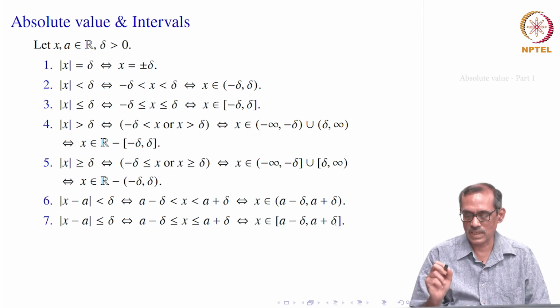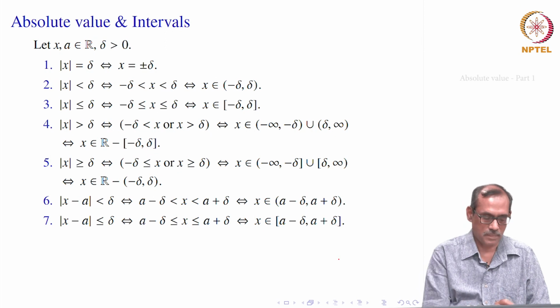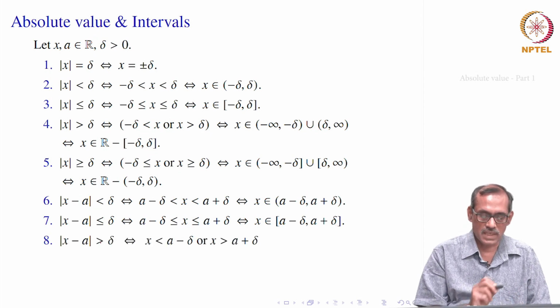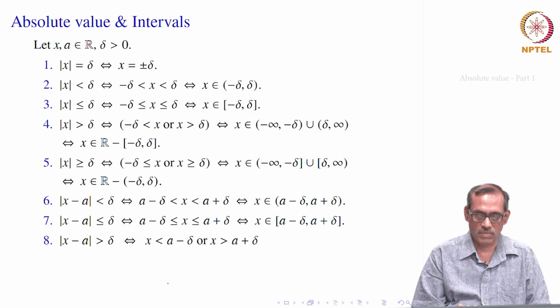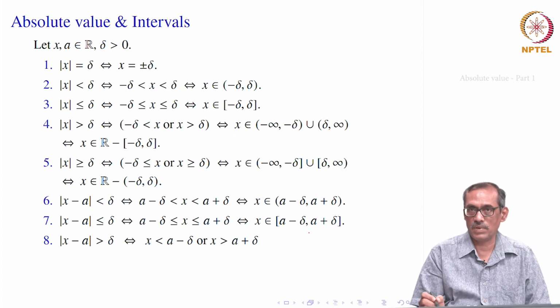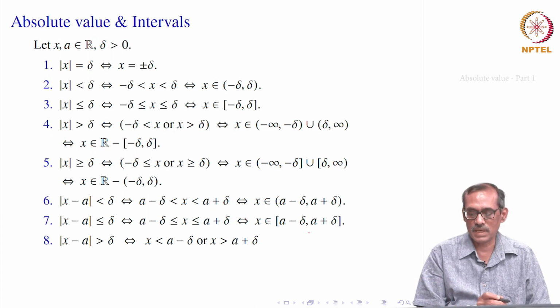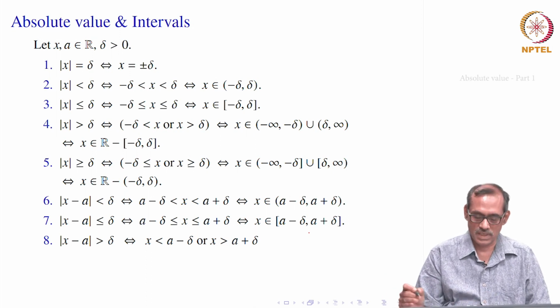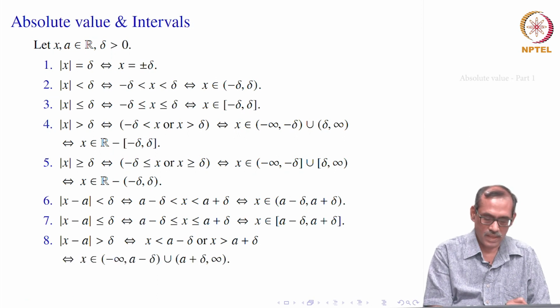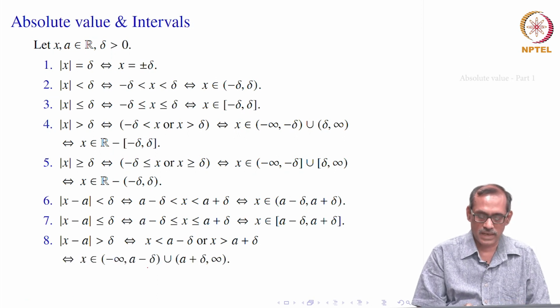So, x belongs to the closed interval A minus delta to A plus delta, and if it is greater than delta, the same mod x minus A is greater than delta, then it will be the complement of the previous one, that x cannot belong to the closed interval A minus delta to A plus delta. So, either to the left of A minus delta or to the right of A plus delta, that is x is less than A minus delta, or it is possible x is greater than A plus delta. So, that is how it will look. We may say it is minus infinity to A minus delta union A plus delta to infinity.